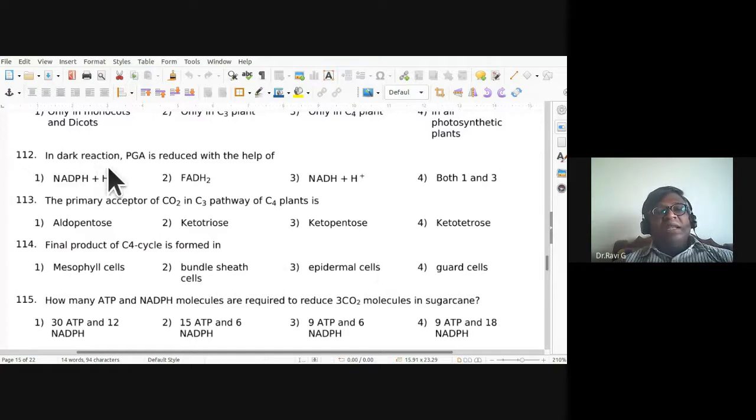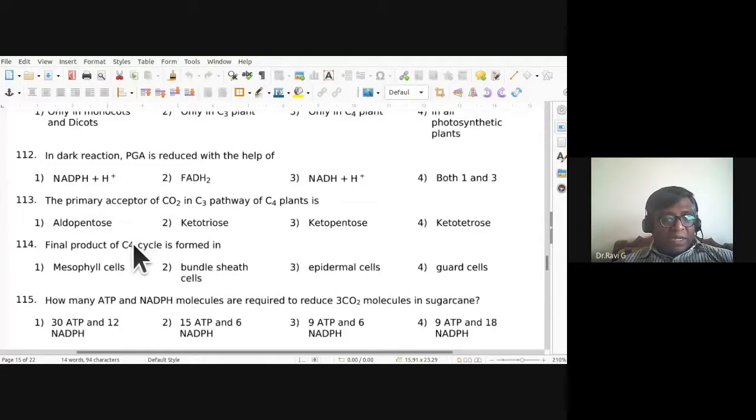Okay. In dark reaction, phosphoglyceric acid is reduced with the help of, so Calvin cycle, PGA is reduced with the help of NADPH, FADH2, NADH, or both 1 and 3. So how is it reduced? The answer for 112 is NADPH2. It is reduced with the help of NADPH2, that is NADPH plus H plus. First one.